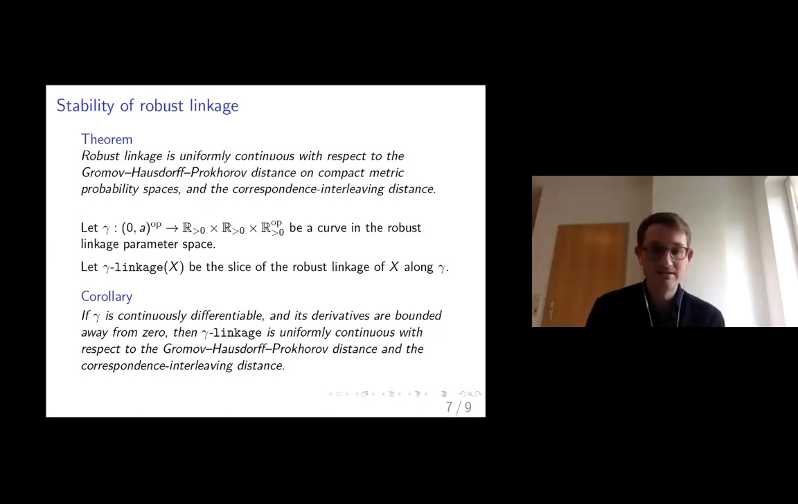But I should emphasize that these assumptions are really necessary. So on the previous slide, we saw that robust linkage includes some popular approaches to density-based clustering by taking 1 parameter slices. And those were 1 parameter slices where you fix some of the parameters. And it's easy to see by example that those methods are not stable with respect to Gromov-Hausdorff-Prokhorov small perturbations of the input. So if you want to get this kind of stability, you really do need to restrict to slices in which all of the parameters are allowed to vary.